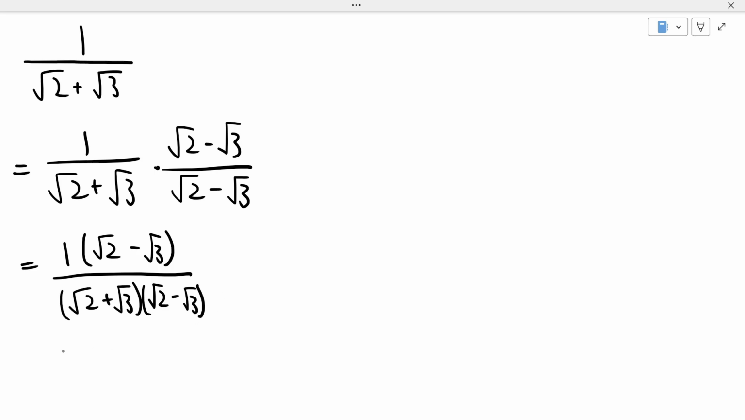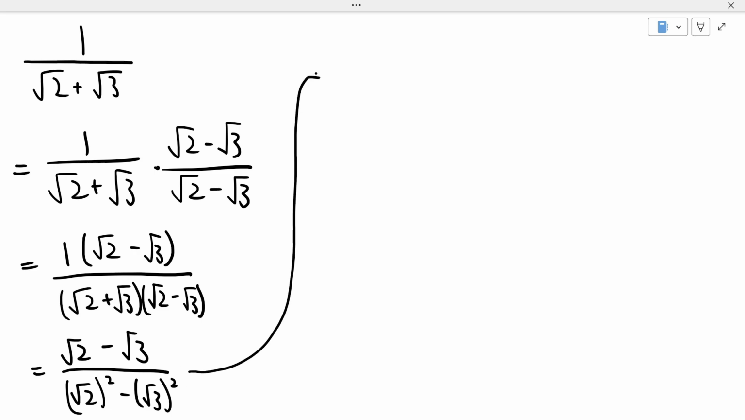If we apply the distributive property, the numerator just becomes square root of 2 minus the square root of 3, and the denominator becomes square root of 2 all squared minus the square root of 3 all squared if we apply the formula a plus b times a minus b equals a squared minus b squared. So this is further simplified as square root of 2 minus the square root of 3 over 2 minus 3, since square root of 2 squared is equal to 2 and square root of 3 squared is equal to 3.